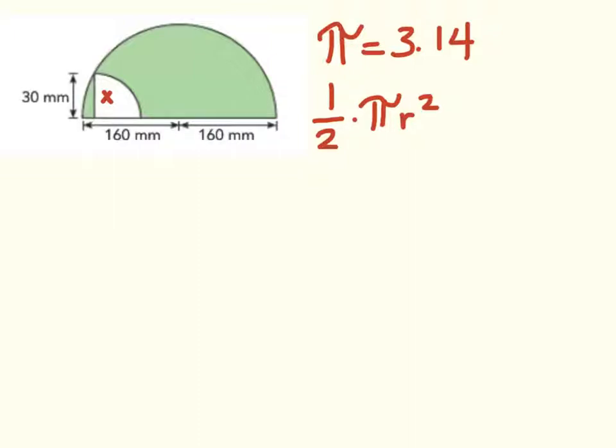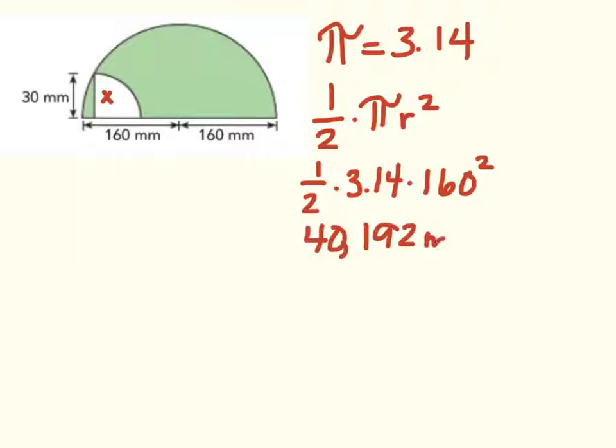Alrighty, so let's go ahead and plug in what we know. 1/2 times 3.14 times our radius, which is going to be 160 squared. I'm definitely going to use my calculator to figure this out. And my answer is 40,192 millimeters squared. All right, so that is the area of this.